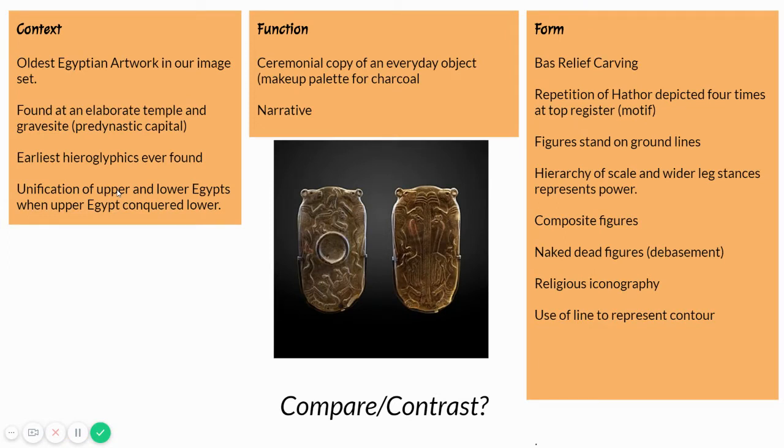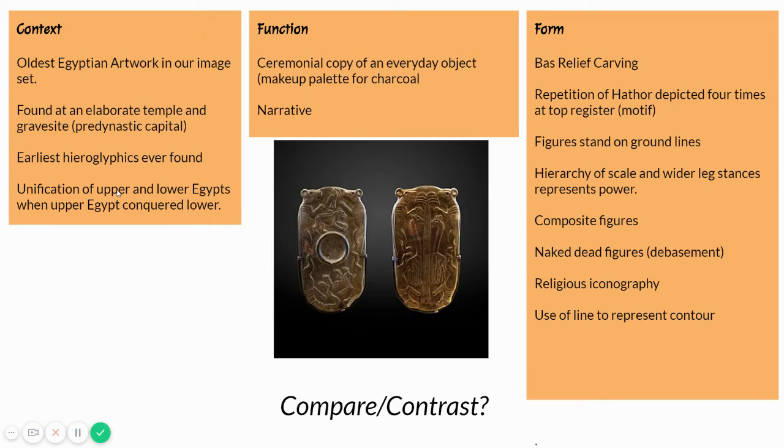In terms of form, we have that bas relief carving, which we learned about in Mesopotamia. So it's a carving, but it's just extremely shallow, okay? We have the repetition of Hathor, that is that kind of cow woman goddess, believed to be the goddess Hathor, but unsure. There's other theories that it could just be a kind of bull representation to pay homage to Narmer himself.